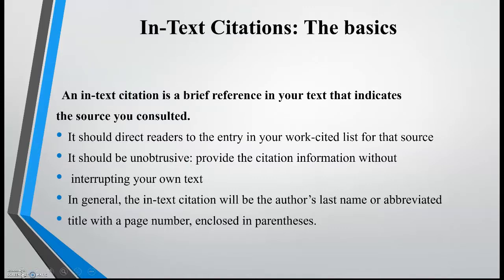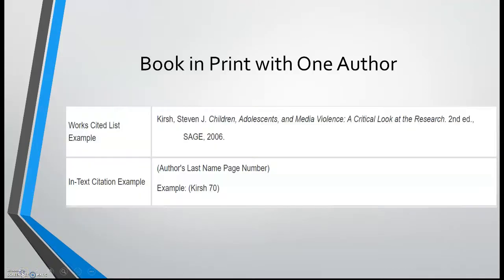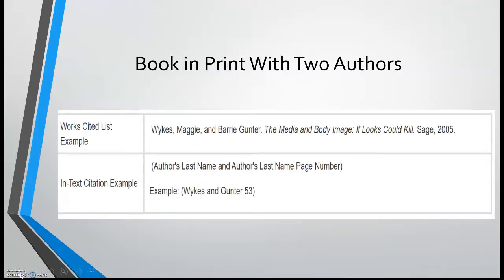In general, an in-text citation will be the author's last name or abbreviated title with a page number enclosed in parentheses. I gave you several examples, so you can see how it's done. So here's a book in print with one author. This is the entry in the Works Cited, and this is the in-text citation, author and number of the page where the quote or paraphrasing came from.